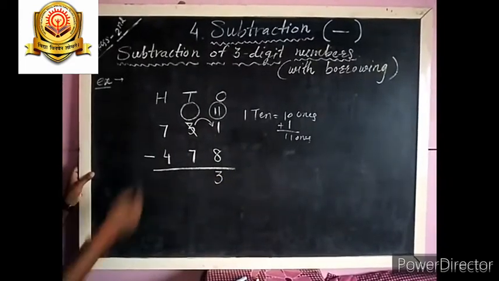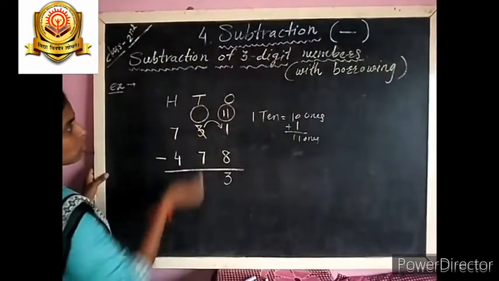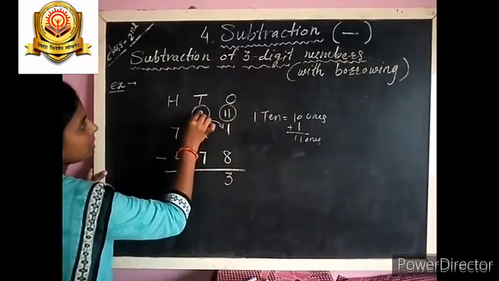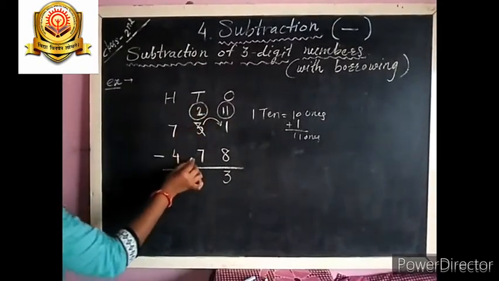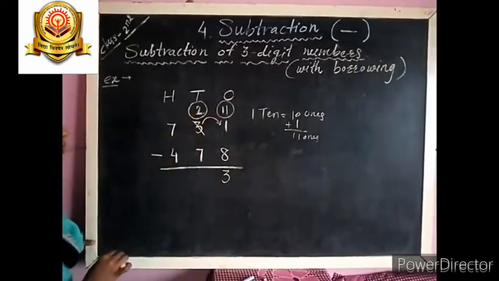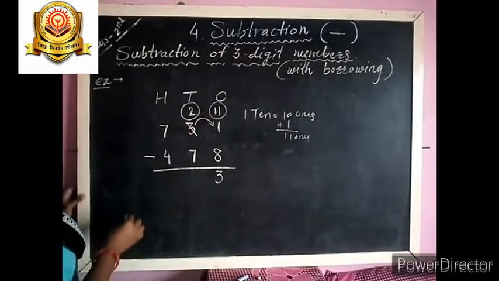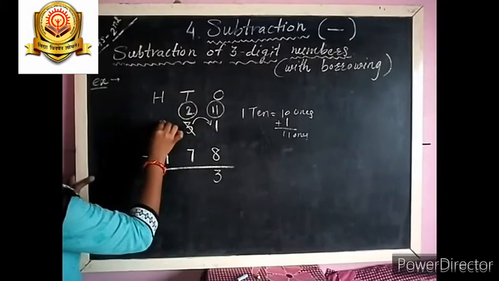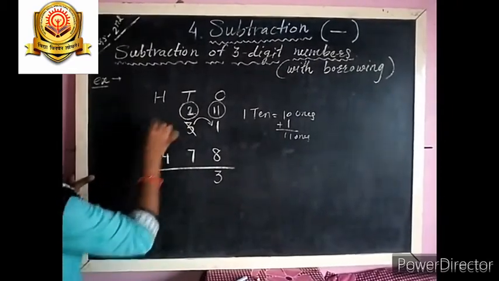Now students, we know we took one borrow from the tens place. So here 3 minus 1, 2. 2 remaining. Then can we subtract 7 from 2? No, we can't subtract 7 from 2. Then we will take one borrow from the hundreds place.